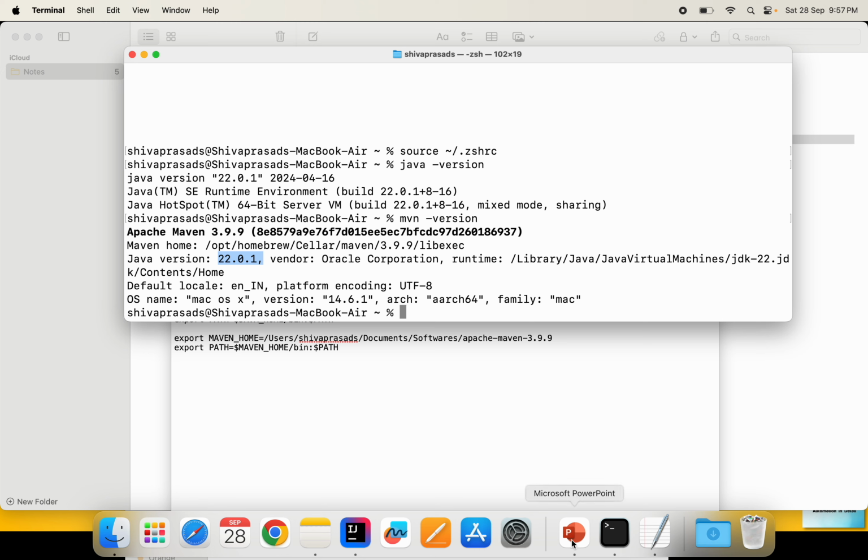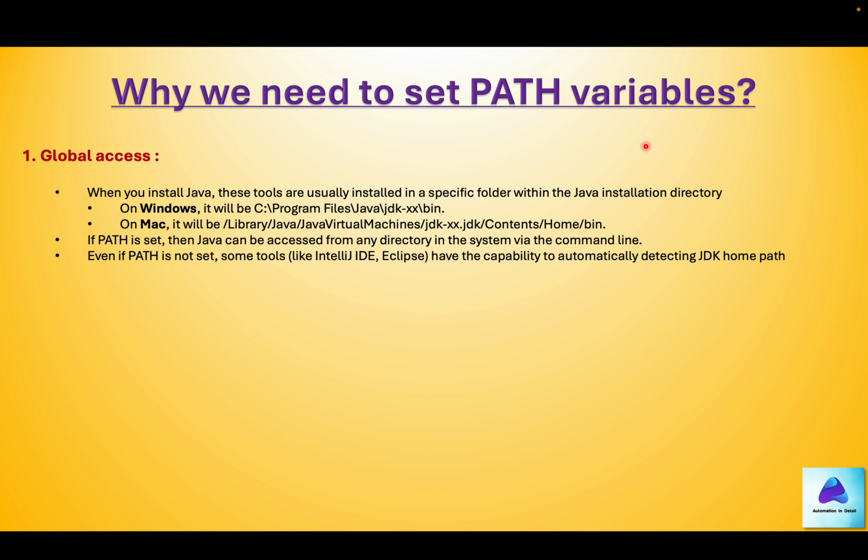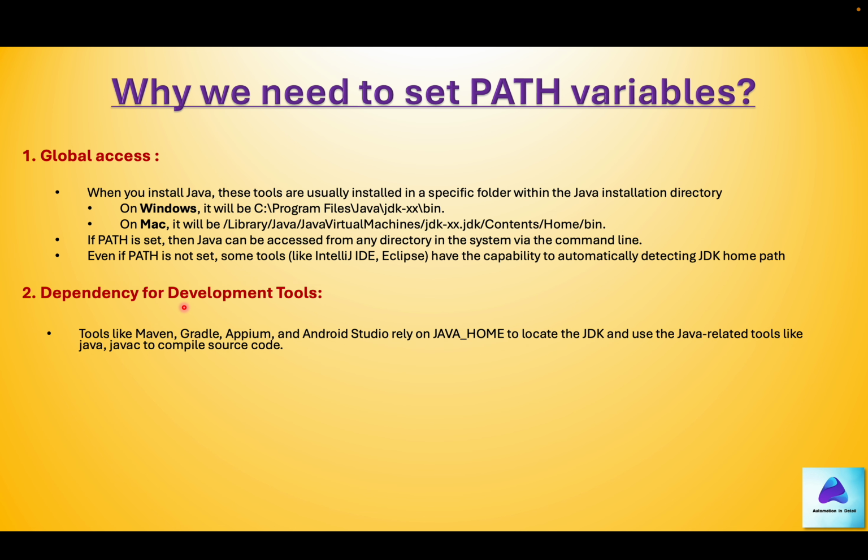Now let's go back to the PPT. Now the first point is covered. Let's go to the next point, that is dependency for development tools. So what it is saying is that tools like Maven, Gradle, APM and Android Studio require this JAVA_HOME to locate the JDK, and they also need to use tools such as java and javac, the Java compiler, to compile their source code. So this is also one of the reasons why we need to set the path variables.